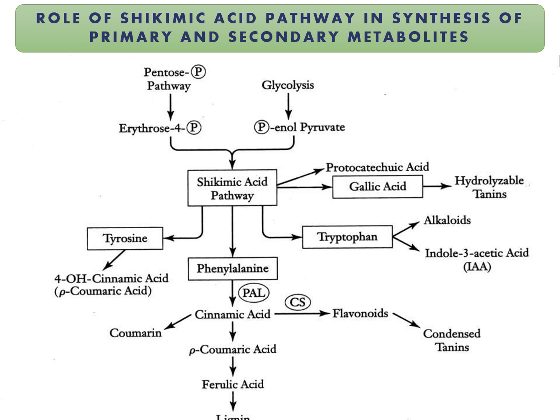The role of shikimic acid is mainly from the primary metabolite, or from carbohydrate utilization. It will be converted into three different amino acids, and at the end these amino acids will be converted into different types of secondary metabolites.